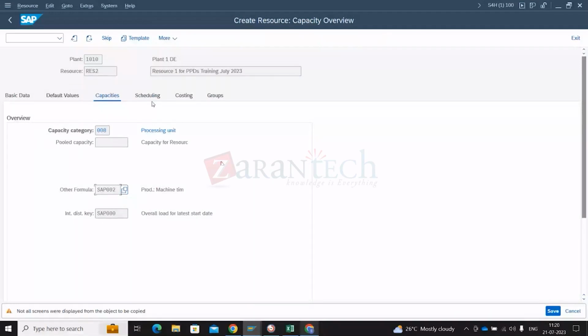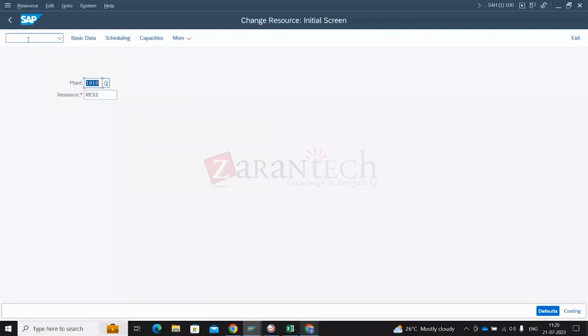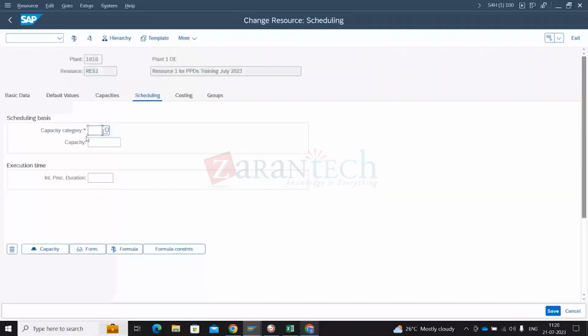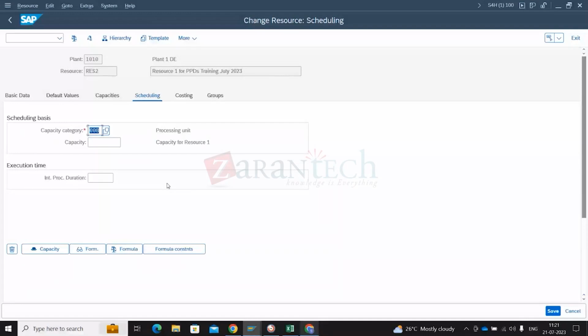I need to see whether the scheduling part is copied because otherwise the resource is not available for PDS. CRC2. Let's go to scheduling. Yeah, see, it is not. Okay. And I think the formula, I mean, I've seen some error sometime that it does not, but we'll see that in case it doesn't get transferred. But make sure that you are doing the scheduling capacity assignment as well. Okay. Fine. So now we created two resources.